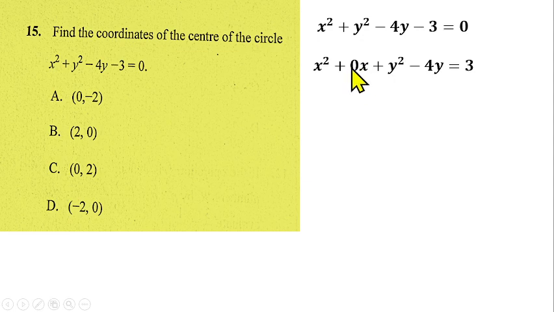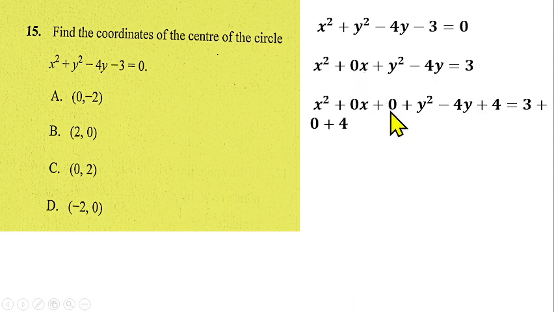So we take the coefficient of x, halve it and square it, and add it to both sides. We also take the coefficient of y, halve it and square it, and add it to both sides. If you have 0, that's 0, squared gives us 0. If you have minus 4, that gives us minus 2, and squared that gives us plus 4. So you are now adding the 0 and the plus 4 to both sides. So we have 3 plus 0 plus 4.